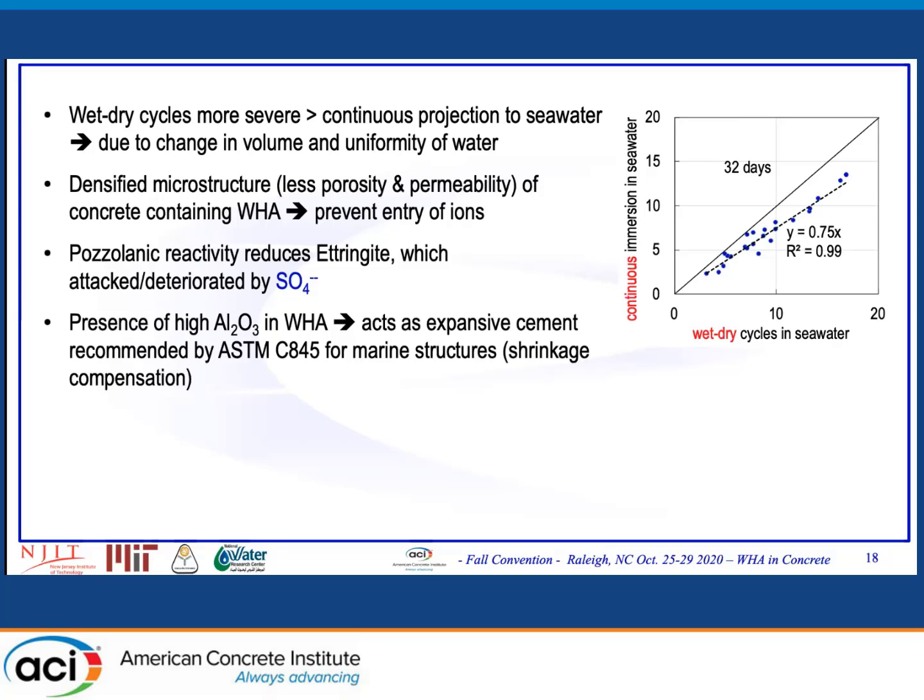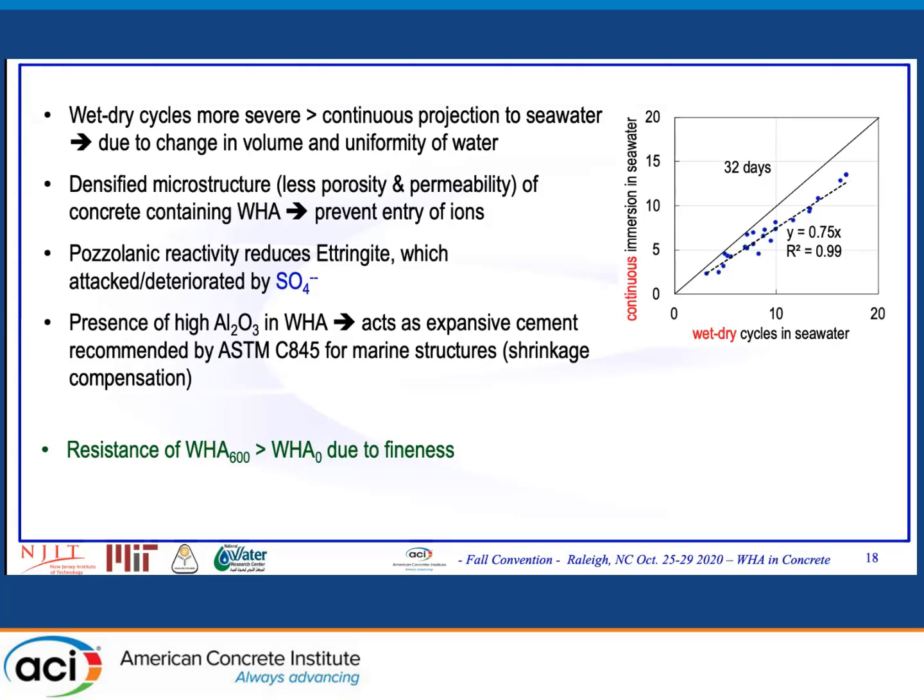And the second reason is, if we remember, that this ash has a lot of aluminum, and we can say it's approximately similar to the expansive cement, which is recommended by ASTM C845 for marine structures to compensate for the shrinkage.